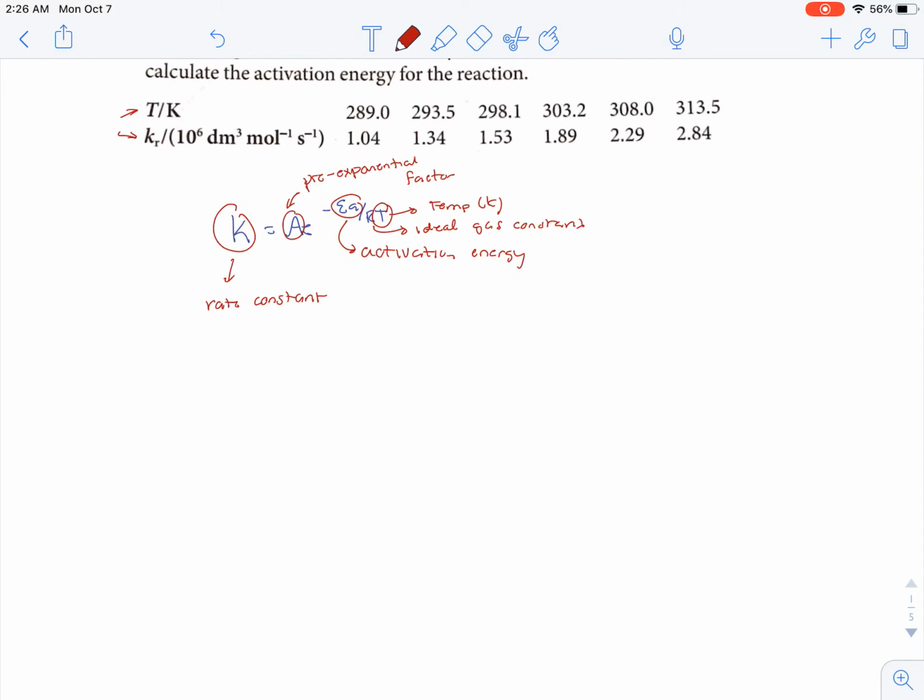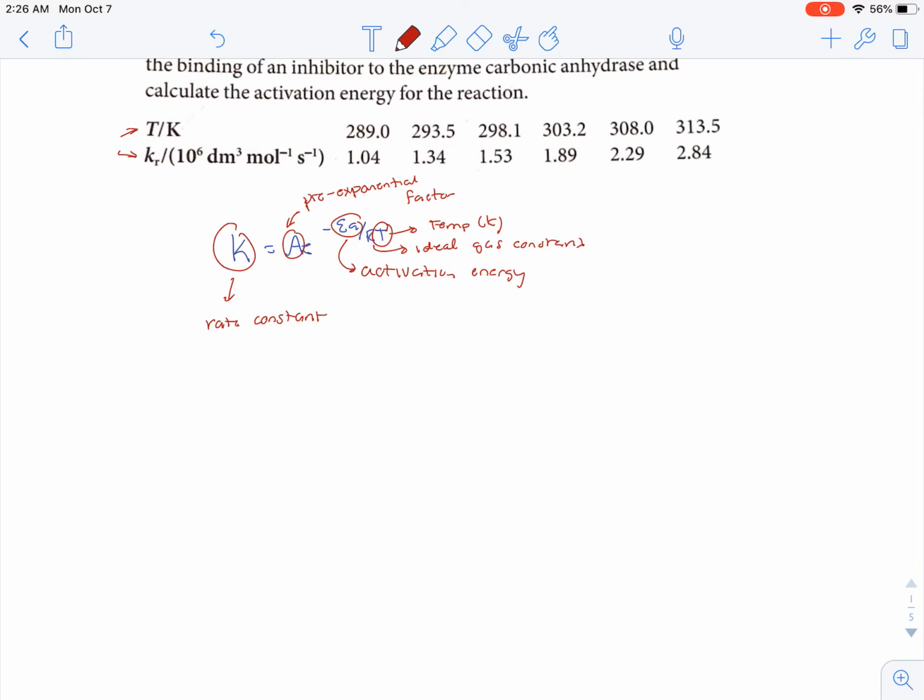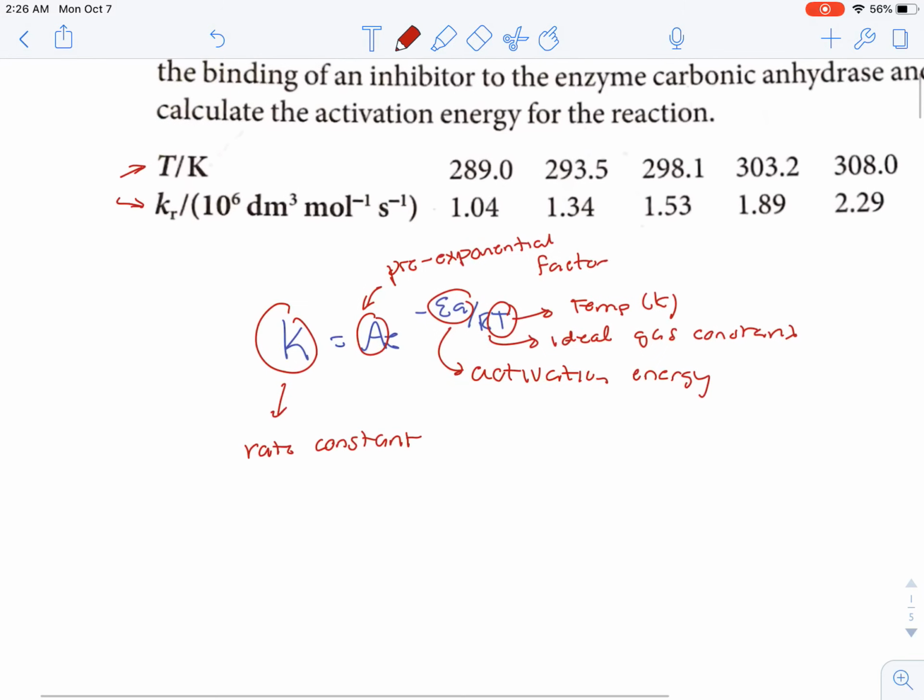And then you can just take out your calculator and calculate the natural log of each of these components. Just note that, as we see here, it's times 10 to the 6th. So type in your calculator 1.04 times 10 to the 6th, etc., and take the natural log of that. And those will be your values.